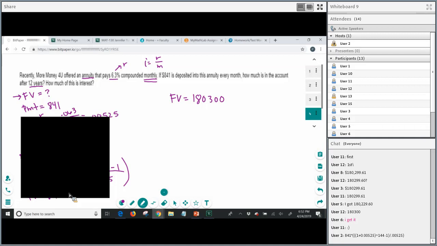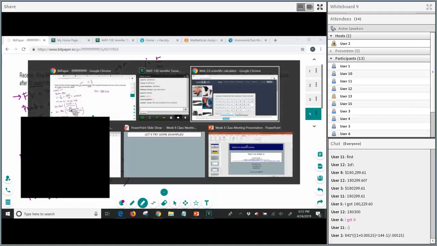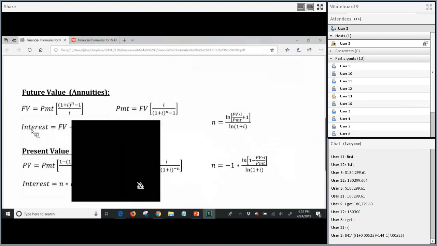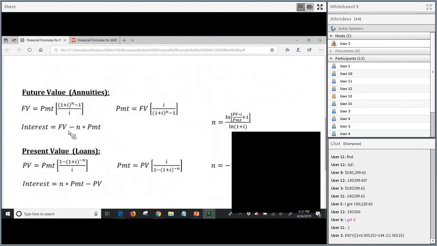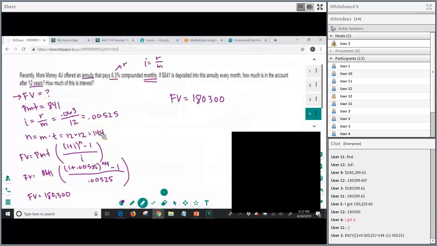So the second part of the question says, how much of this $180,300 is actually interest? Well, if you look again at the formula sheet, you're going to see that there's a formula for interest. Okay, it's equal to the future value minus n times the payment. So all we have to do is use that formula. So interest is equal to the future value minus n times the payment. Future value was what we just found, minus, remember, n was 144 and the payment was 841.